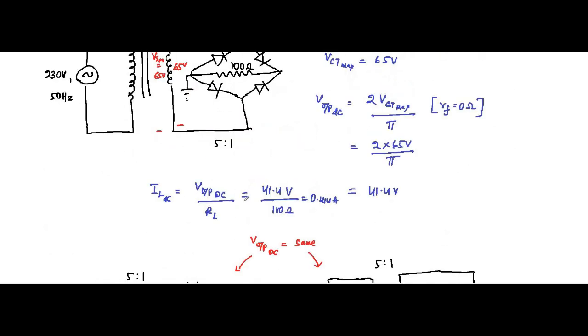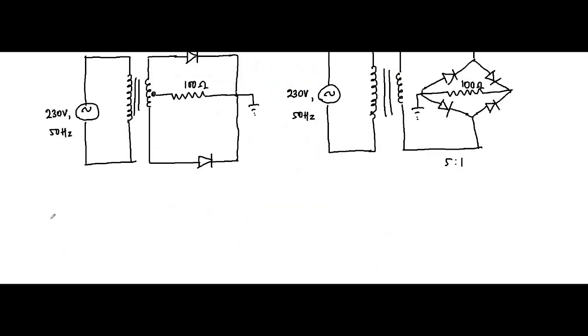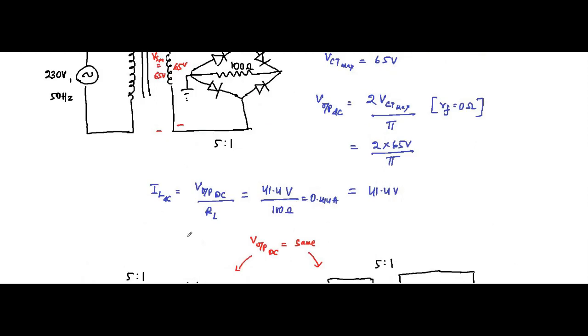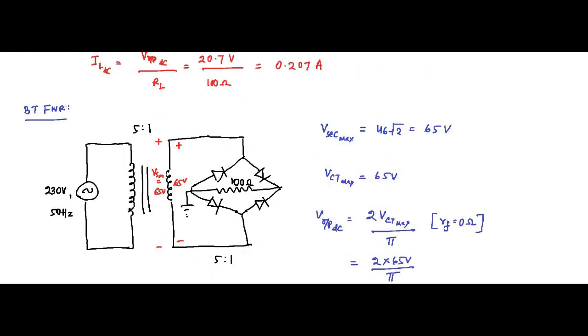Now we calculated that for both the circuits the DC output is given by 2V max by pi. So here, for bridge type it is not CT max, it is only for center tapped, it is simply V max. By mistake I have written here CT max.